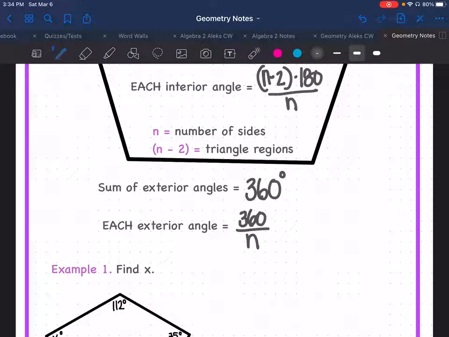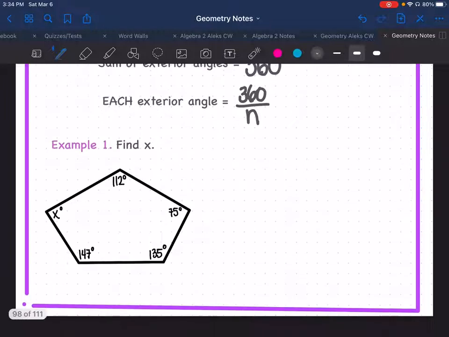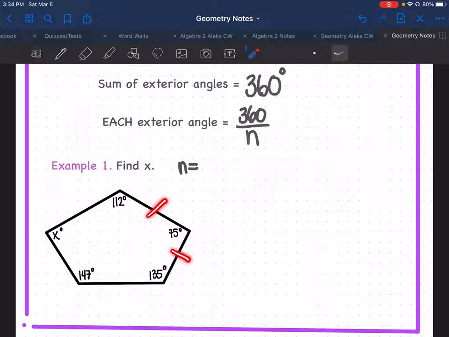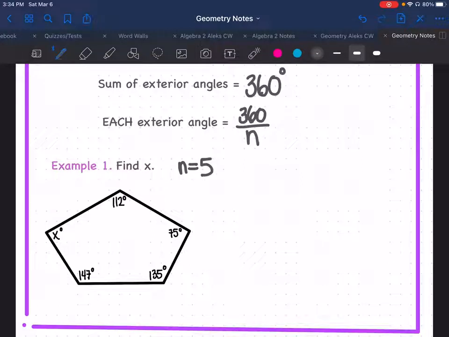Let's go ahead and take a look at a problem we could see. So here is my example, and they want me to find x. The first thing I need to do is know what n equals. So I simply need to count my number of sides. 1, 2, 3, 4, 5. N equals 5. Now, I wasn't using those marks as congruent marks. I was using them just to help me count, right? 1, 2, 3, 4, 5.